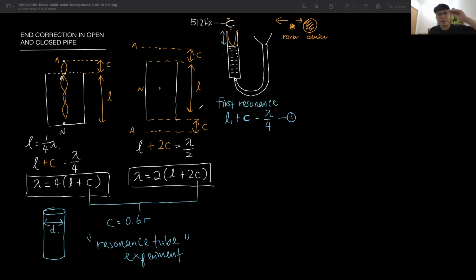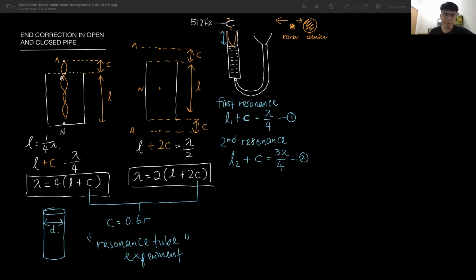Okay, and then they continue. After they hear the first loud sound, they continue to lower the water. By lowering the water, you're increasing the length of the tube, right? Until the second resonance occurs, the second loud sound. Then they mark again the length L2 plus the end correction equals the second resonance. The second pattern for the closed pipe is 3 lambda over 4, 0.75 lambda. This is equation number 2.